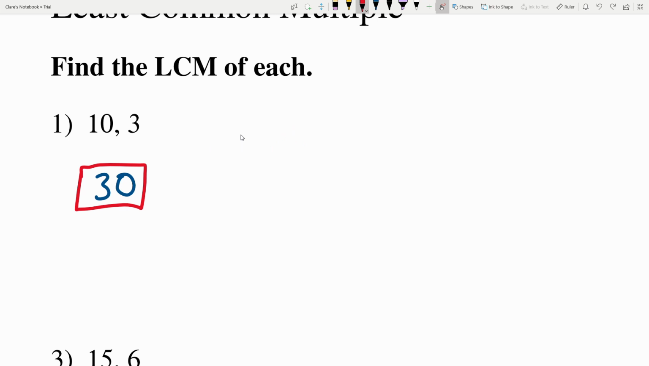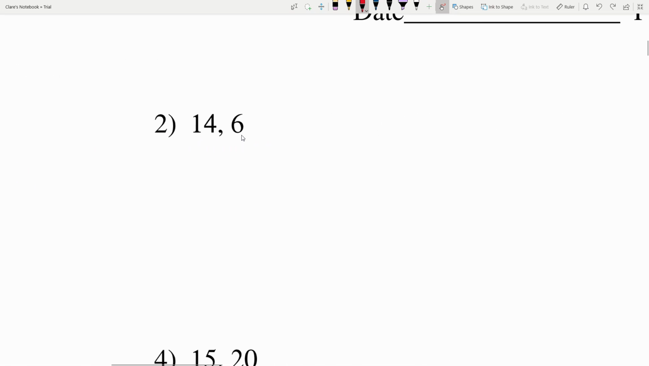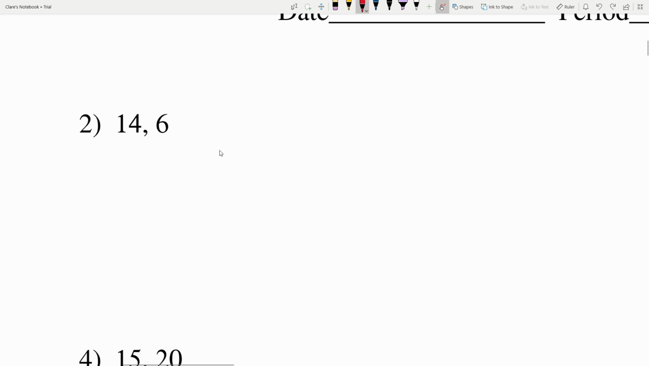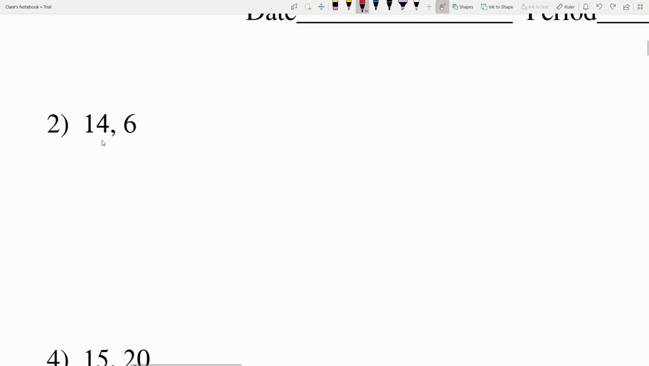So let's go on to number 2. In number 2, we're looking at 14 and 6 as our numbers. So 14, if I start with that number, 14 times 1 is 14. 14 times 2 would be 28. Then 14 times 3 would be 42.